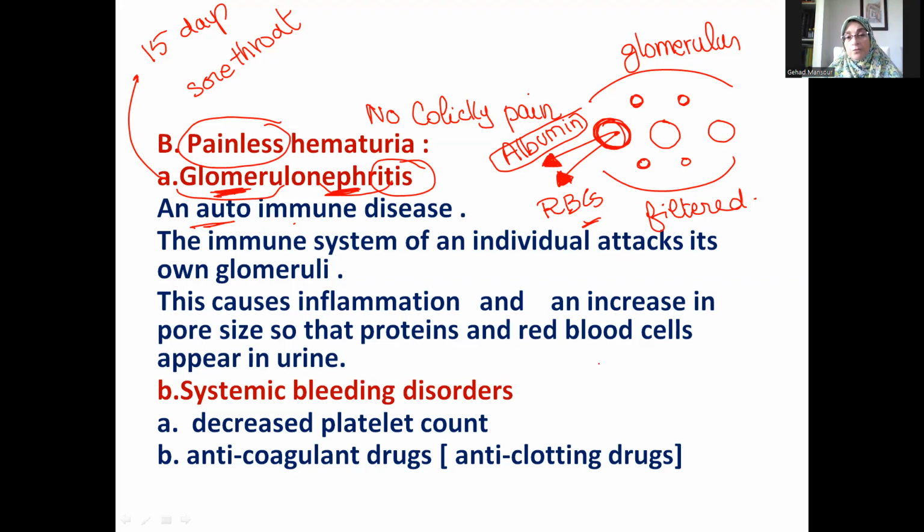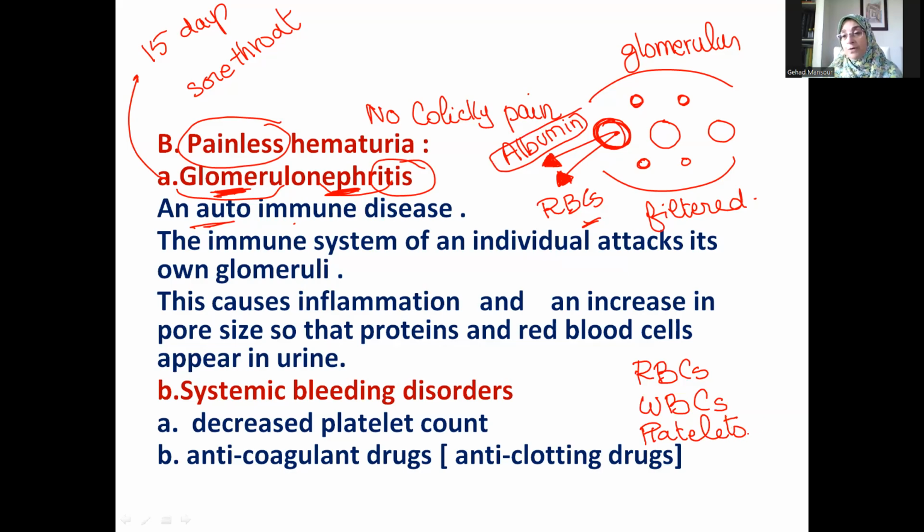The second cause of painless hematuria is a systemic bleeding disorder. And a systemic bleeding disorder means a disorder that affects the ability of the blood to clot or to become semi-solid and to stop bleeding. And this affects the whole body. Usually this occurs because of two main reasons. You know that inside the blood, we don't only have red blood corpuscles to carry oxygen to the tissues and white blood cells for immunity, but we also have fragments of cells that are called platelets.